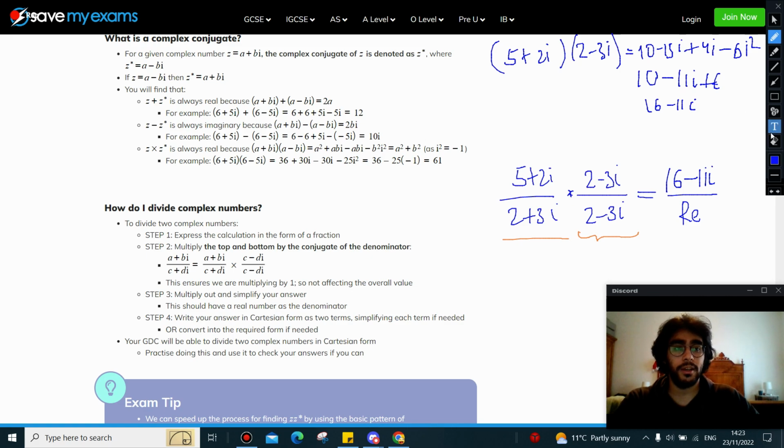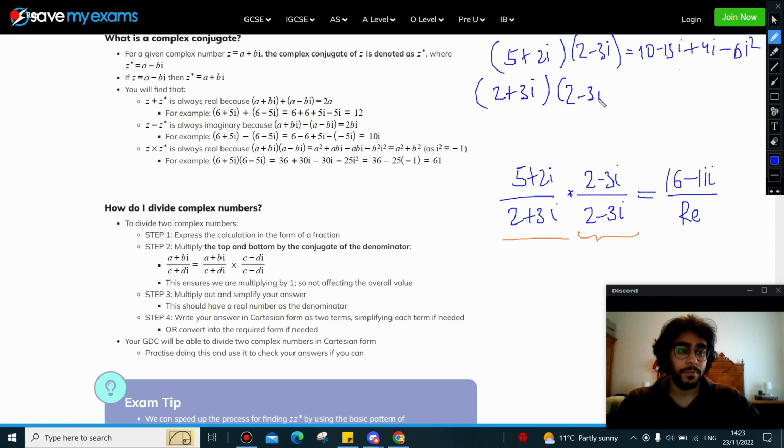What will happen to the denominator? Well, let's have a look. Let me delete this part. 2 plus 3i times 2 minus 3i. Again, let's open it up. 2 times 2 is 4. 2 times minus 3i is minus 6i. 3i times 2 now is plus 6i. Right? And then you have 3i times minus 3i, which is minus 9i squared.